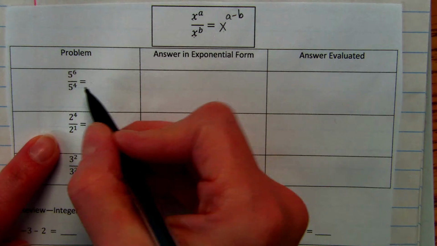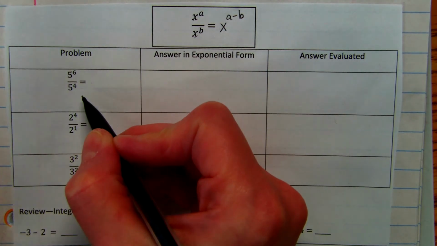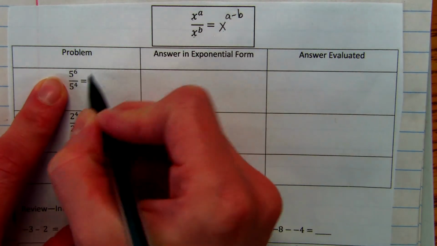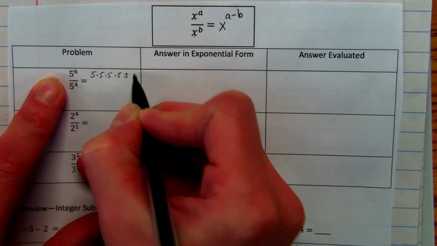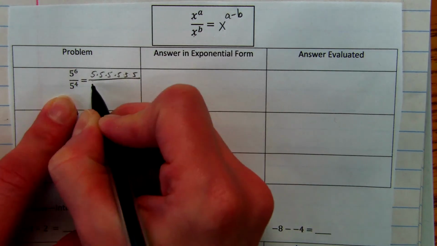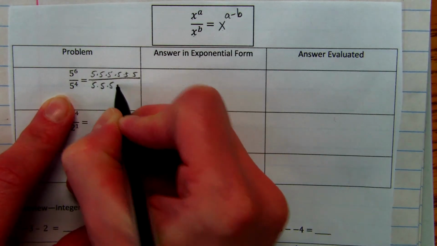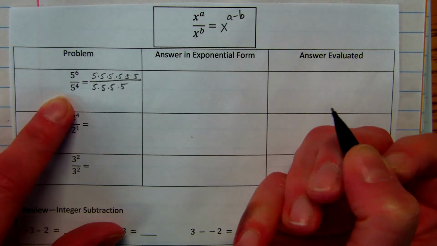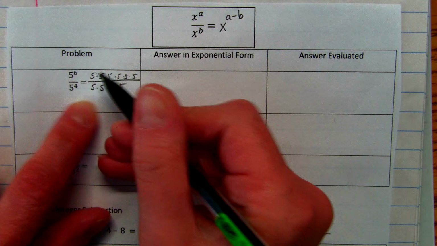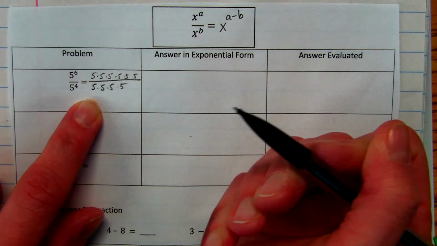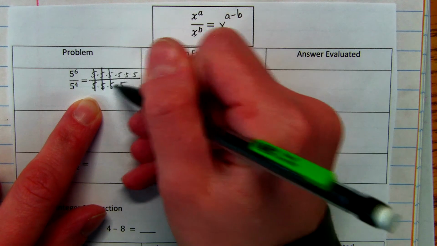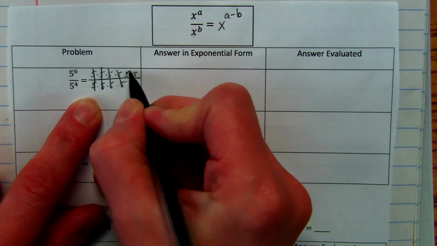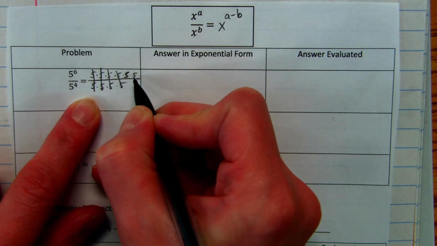I'll explain why we can subtract them. If we write this out in expanded form, 5 to the 6th would be 5 times 5 times 5 times 5 times 5 times 5. On the bottom, 5 to the 4th is 5 times 5 times 5 times 5. Well, we can cancel some of the 5s on the top with the 5s on the bottom. So I could cancel those, and those, and those, and those. And we're left with 5 times 5 on the top.